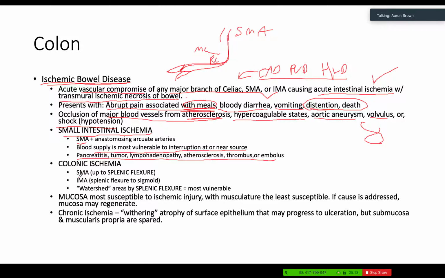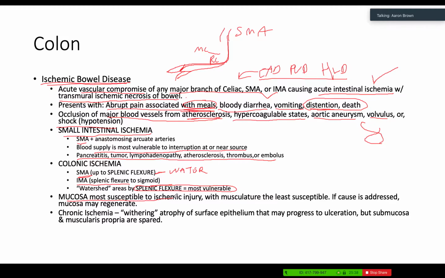Colonic ischemia could be from the SMA if we're talking up to that splenic flexure, which is our what? Watershed area right there at the splenic flexure. And then it could be an IMA if it's due to anywhere from the splenic flexure to the sigmoid. Okay, and again, that splenic flexure area is the most vulnerable to ischemic bowel disease.